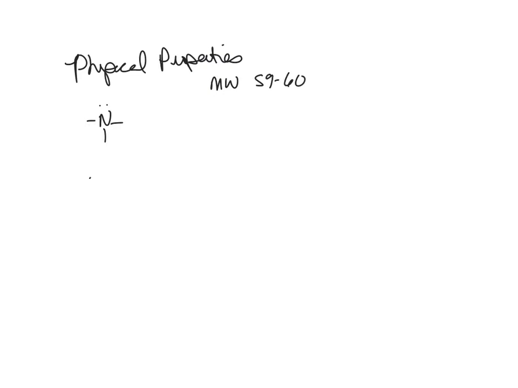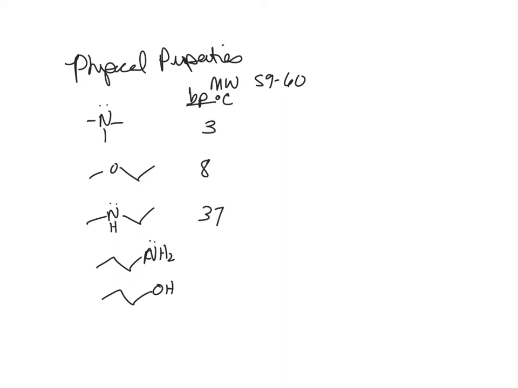All right, so the next thing we want to look at is the physical properties of the amines. You have a nice chart on Blackboard, in your PowerPoints, and it compares molecular weights between 59 and 60. I will just put this information here and we will see our trend, and see if you can look at this data and make some sense of the data. So we have 3 degrees, 8 degrees, 37 degrees Celsius, 48 degrees Celsius, and 97 degrees Celsius. So these are all the same molecular weight, between 59 and 60.